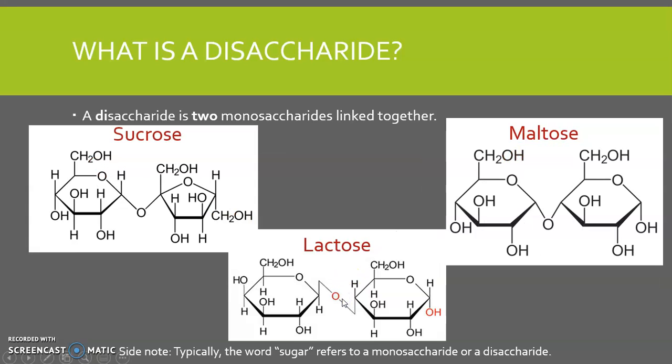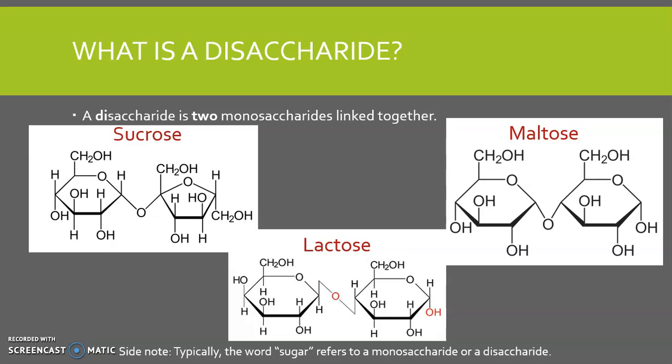Here are a couple more examples of disaccharides: sucrose and lactose. And these are the main disaccharides you see in food. Once again, I don't need you to remember the names, just remember that if it has two rings, it's a disaccharide. And at the bottom here, you see that side note.